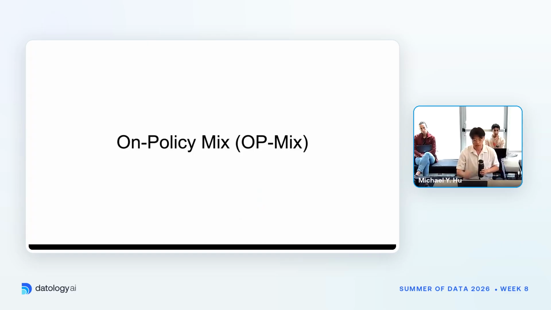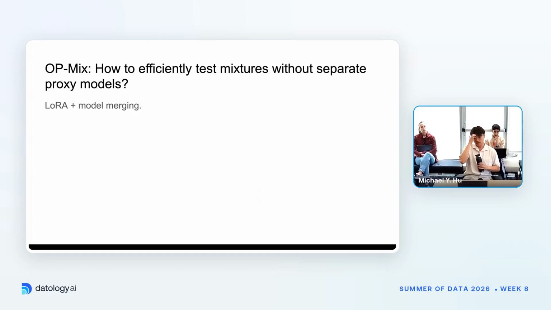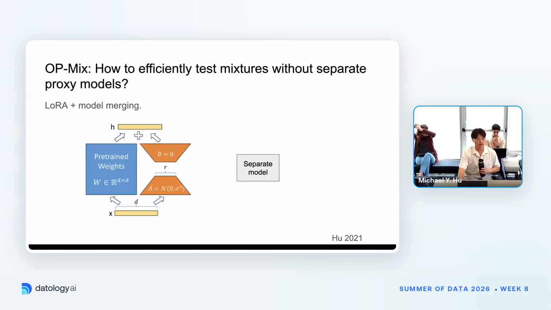Okay. So that brings us to the algorithm, which we call on policy mix. And the core question is, how do you efficiently test mixtures without doing a separate proxy model? Our realization was, for the whole point of the separate models, you have some pre-trained weights that are onerous to test, and then you create a smaller model with fewer parameters. That way you can run it on fewer GPUs. You can run more efficient experiments, right? You can do a similar thing with LoRa.